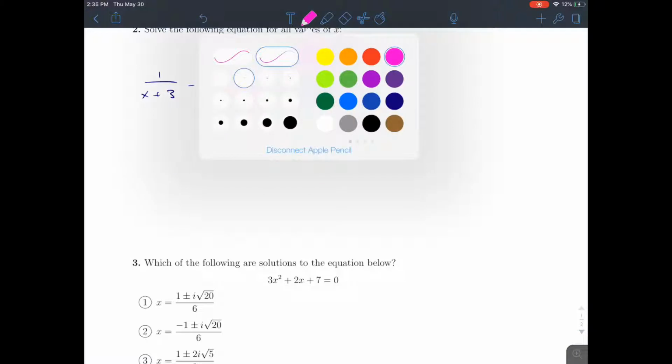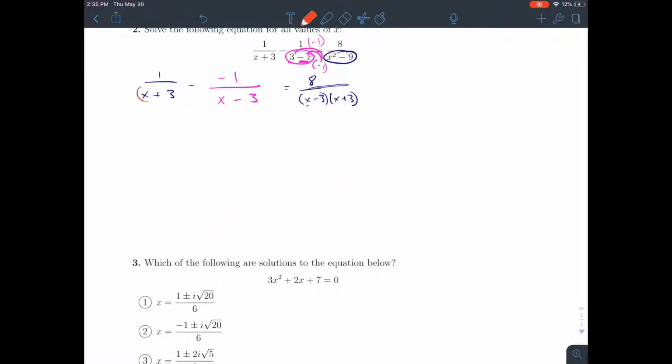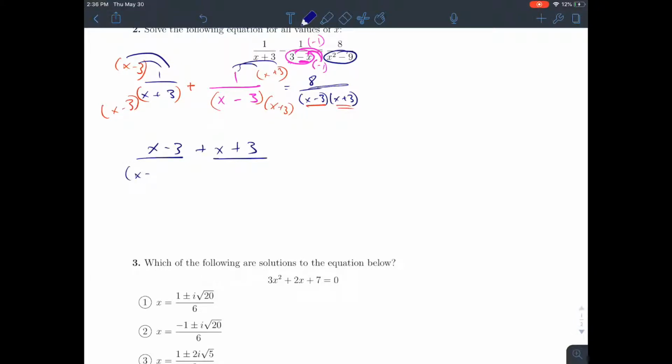However, we haven't managed to completely match things. We still need common denominators. So this x plus 3 denominator is missing the x minus 3 that this one has, so you have to multiply by x minus 3 in the numerator and denominator. This one, we notice that minusing a minus will make it positive. And for the denominator here, we're missing the x plus 3, so we'll multiply by x plus 3 in the numerator and denominator. Now, if we do this, all of our denominators will match. Because we're going to be eliminating the denominator, we can distribute in the numerator. That will give us x minus 3 plus 1 times x plus 3. These are all separate fractions still. In this denominator we want to distribute x minus 3 times x plus 3, equals 8 over the same denominator.